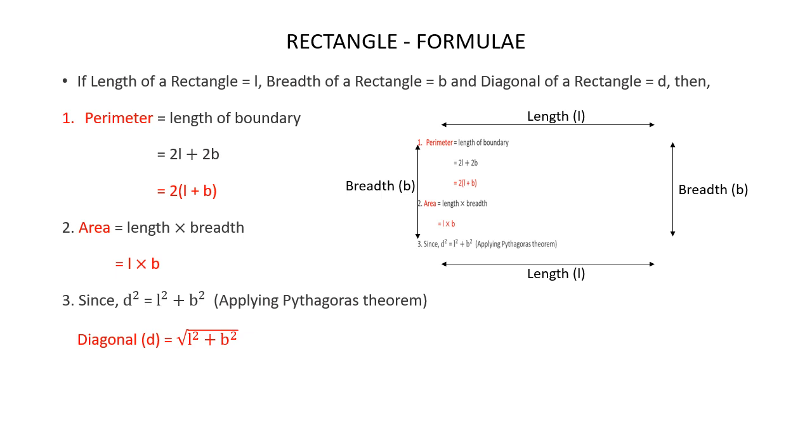So now we have in the right angle triangle ABC, AB is B, BC is L and AC is D. So applying Pythagoras theorem, we get D squared is equal to L squared plus B squared, which means the diagonal D is equal to square root of L squared plus B squared. Remember these three formulae to solve problems on rectangles.